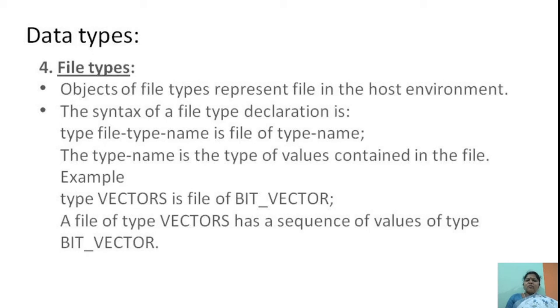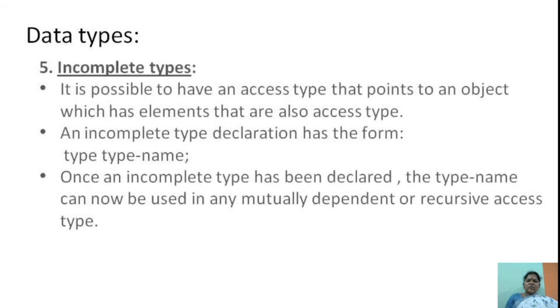The syntax of the file type declaration is type file type name is file of type name. The type name is the type of values contained in the file. Example: type vector is file of bit vectors. In the syntax, first we have to write type, as you know already. Next we write the file type name is file of type name. Comparing this with the example, type vector, vector is a file of type vectors, and it has a sequence of values, that is, of bit vectors.